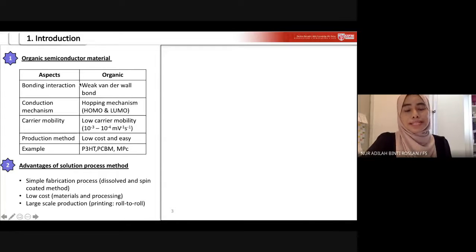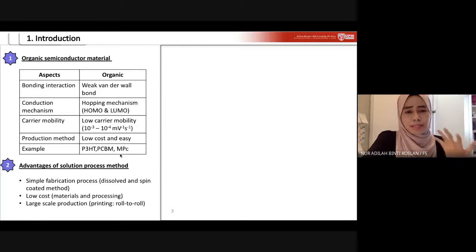Okay, so under organic semiconductor material, we can classify the material into two. One is polymer. The example of polymer is P3HT. The other one is small molecule material. The examples of small molecule are PCBM and also the MPC. The MPC is metal phthalocyanine. So this is what I will focus on in this project, the MPC, the metal phthalocyanine.